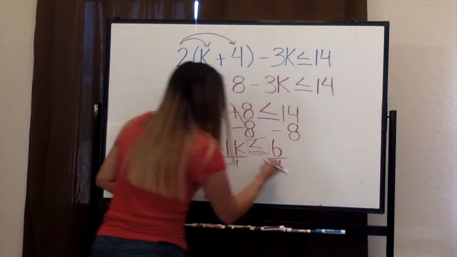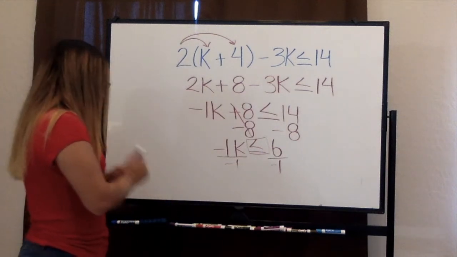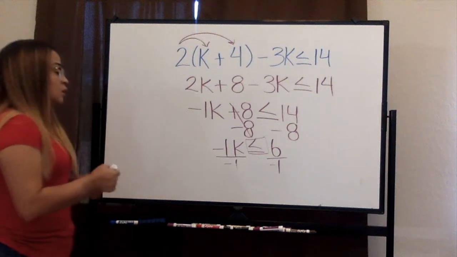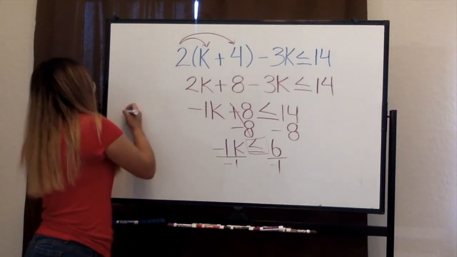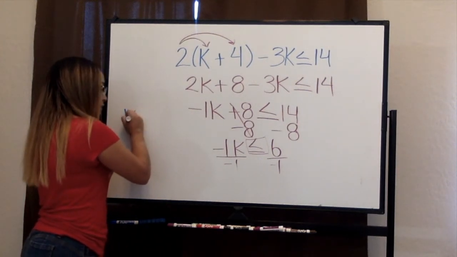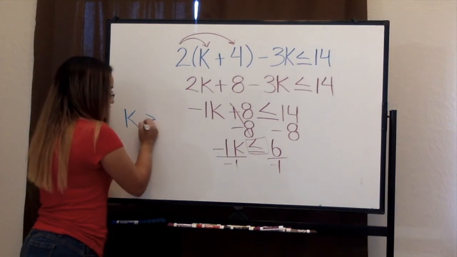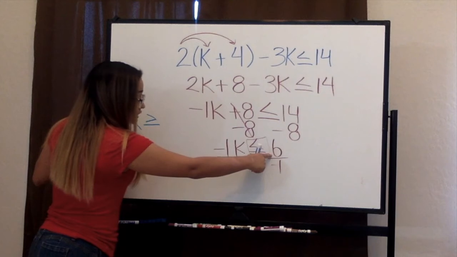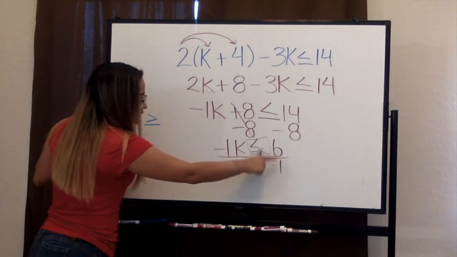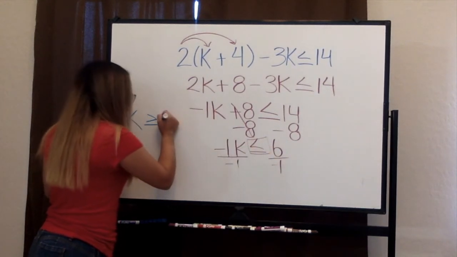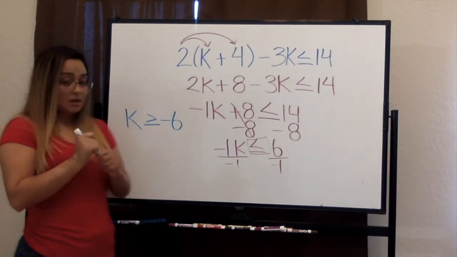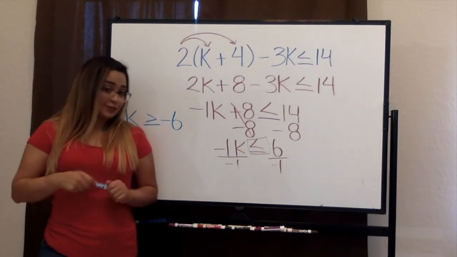We're dividing by negative 1. Our answer, let me write it in a different color, will be k is greater than or equal to negative 1 goes into 6 negative 6 times, and that is our answer.